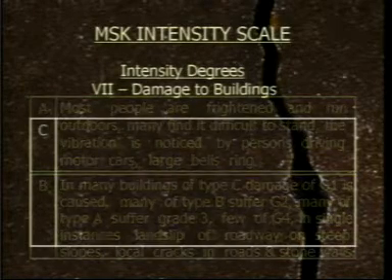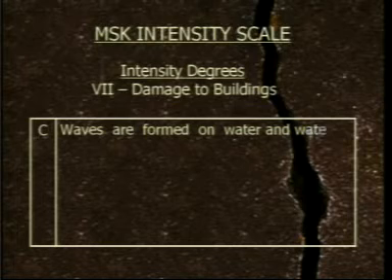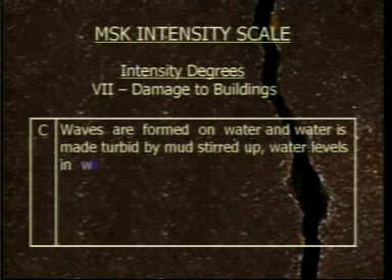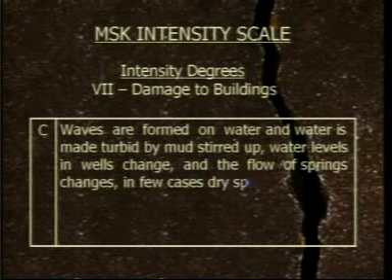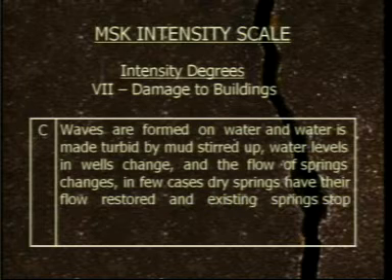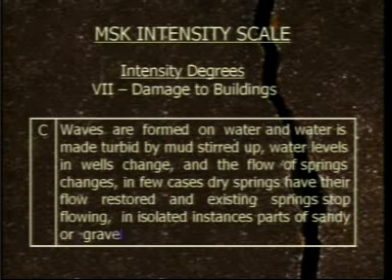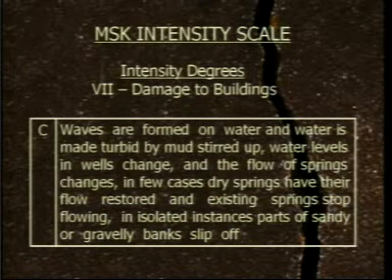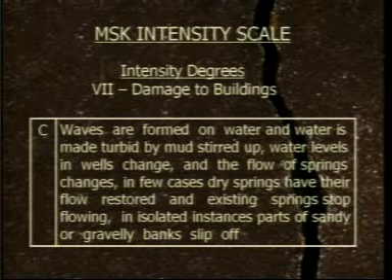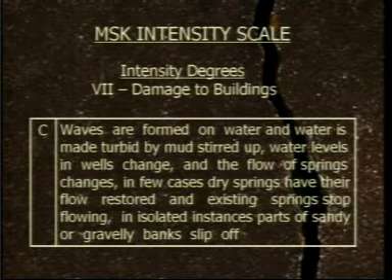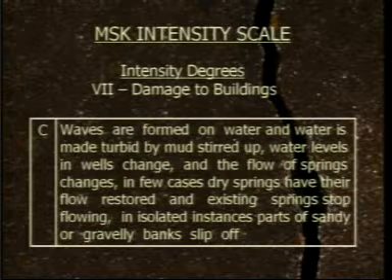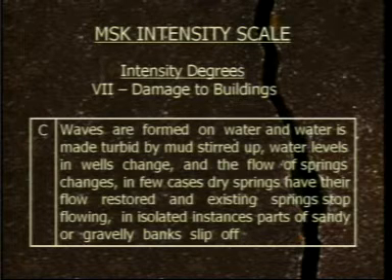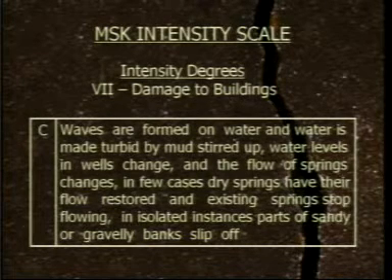In C, the effect on nature: waves are formed on water and water is made turbid by mud stirred up. Water levels in wells change and the flow of springs changes. In few cases, dry springs have their flow restored and existing springs stop flowing. In isolated instances, parts of sandy or gravelly banks slip off. This was intensity 7.